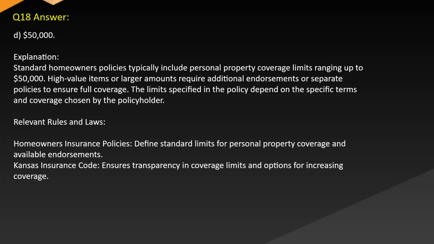Answer. D. $50,000. Explanation. Standard homeowners policies typically include personal property coverage limits ranging up to $50,000. High-value items or larger amounts require additional endorsements or separate policies to ensure full coverage. The limits specified in the policy depend on the specific terms and coverage chosen by the policyholder. Relevant rules and laws. Homeowners insurance policies define standard limits for personal property coverage and available endorsements. Kansas Insurance Code ensures transparency in coverage limits and options for increasing coverage.